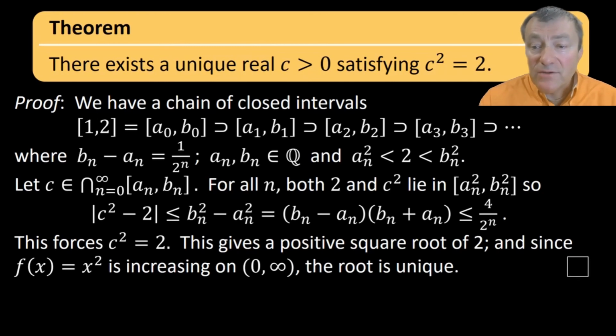We also point out that the function f of x, x squared, is increasing on our interval. In fact, it's increasing on [0, infinity), and you don't need anything more than the axioms of an ordered field to see that, so the solution must be unique. Part of this proof makes use of mathematical induction, which will be the subject of the next video.